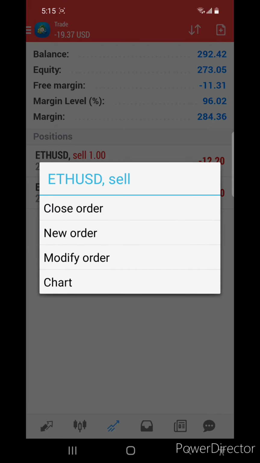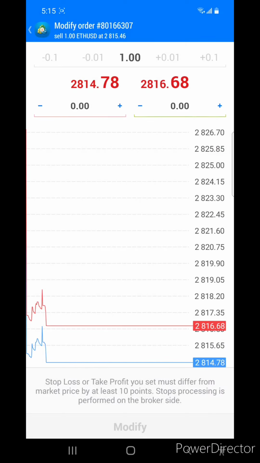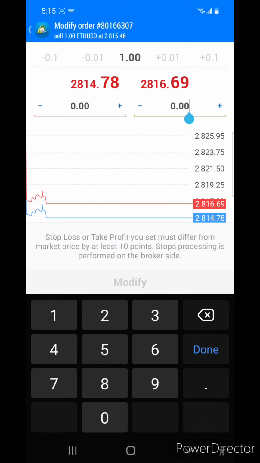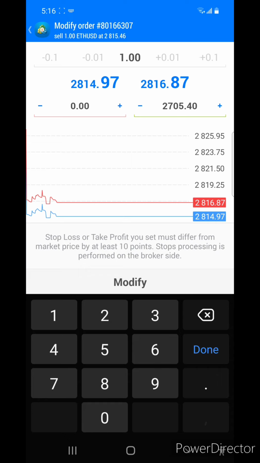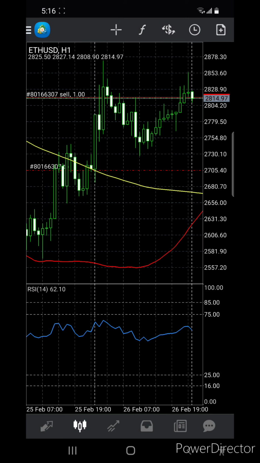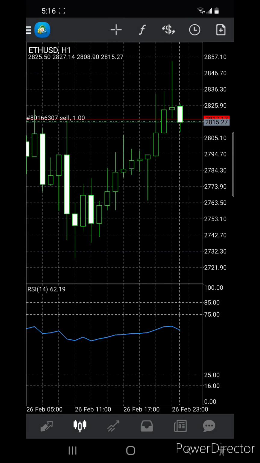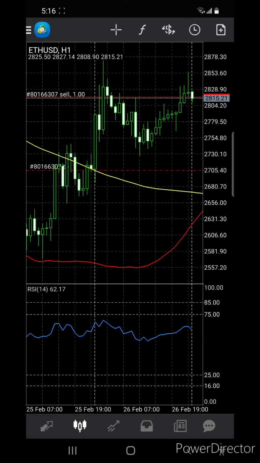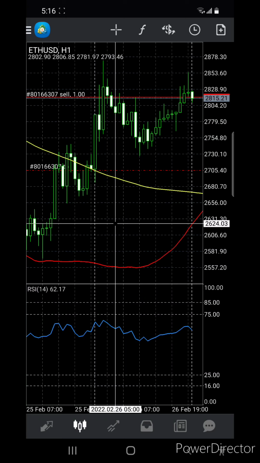Come here, I modify order. This green right here with the green line under it, 2705.40, modify. Now we see a TP, take profit line. That means when my price hits that line, it's going to take me out at whatever profit it's in. Let's say it goes the other way. I don't want it to go past.